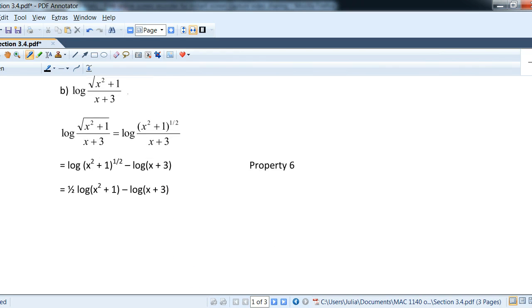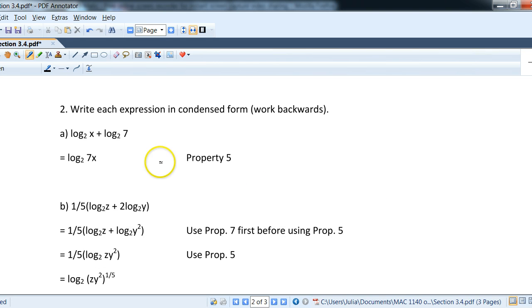So let's take a look at another example. What if we want to work backwards? What if we want to start out with the expression in expanded form, and condense it into a single form? For example, log base 2 of x plus log base 2 of 7 is the same thing as log base 2 of 7x. So this one was fairly simple.